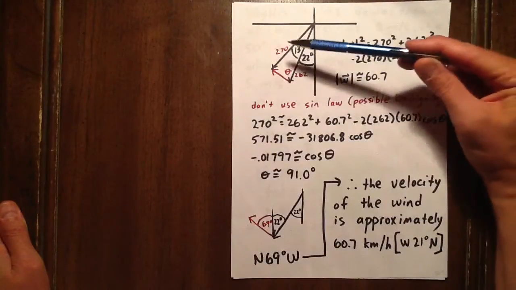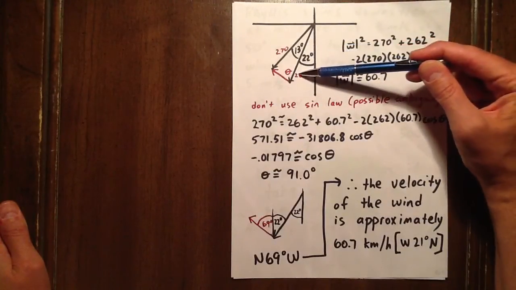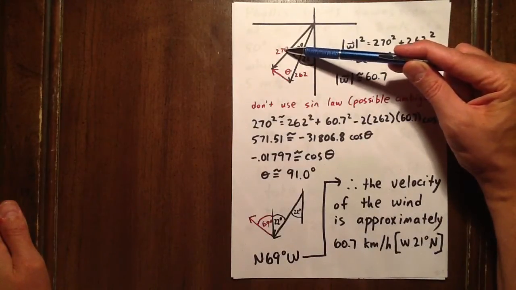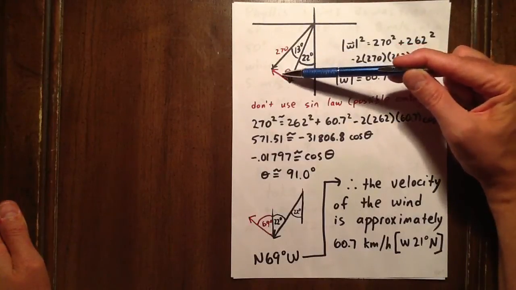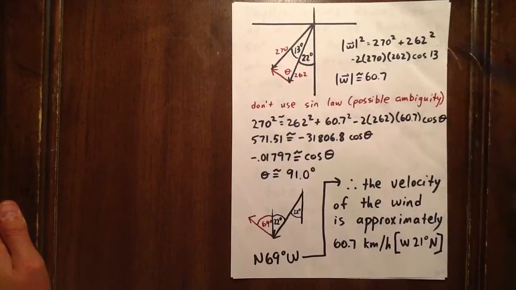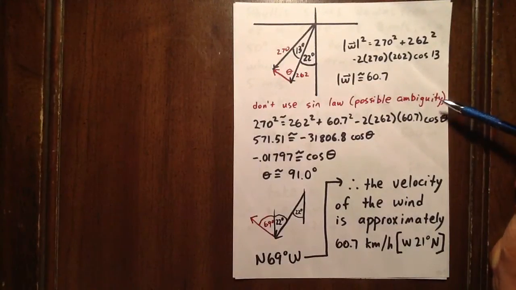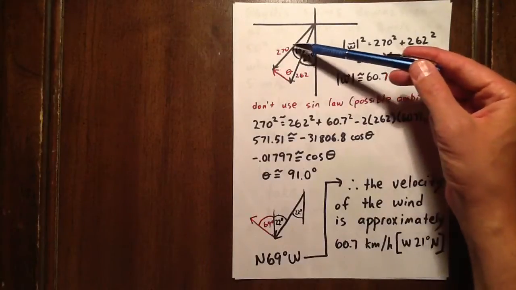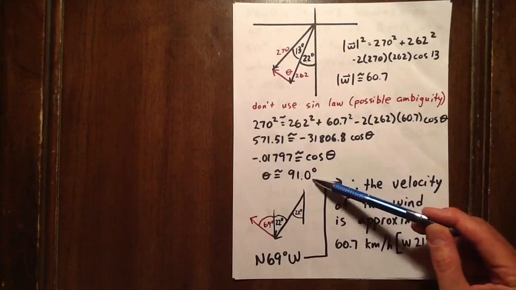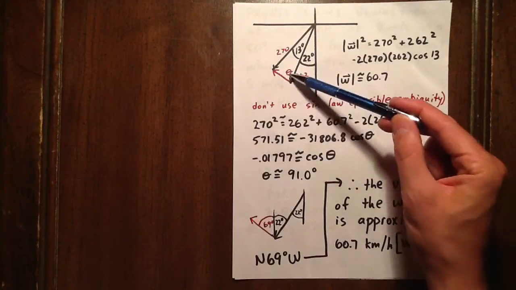And the reason I say that is if we know that this is 270, this is 262, and this side is 60.7, and we look for the biggest angle, what's going to end up happening is we could get an acute answer when we use sine inverse, but for all we know we want the obtuse answer instead, because the sine law often leads to ambiguity. So we're going to use the cosine law instead, which will give us one certain answer. So using the cosine law in this situation, we get an answer for theta of 91 degrees.